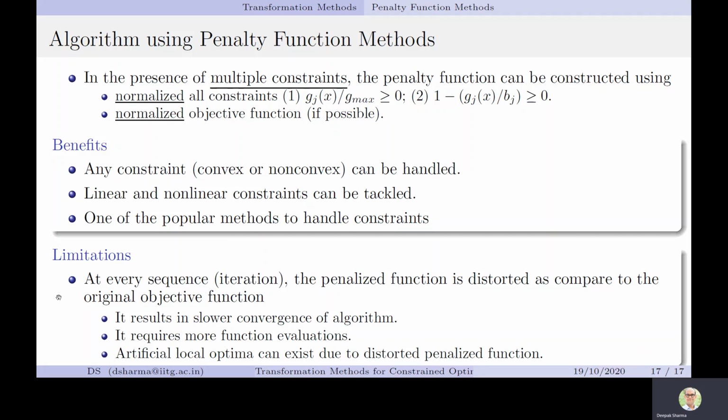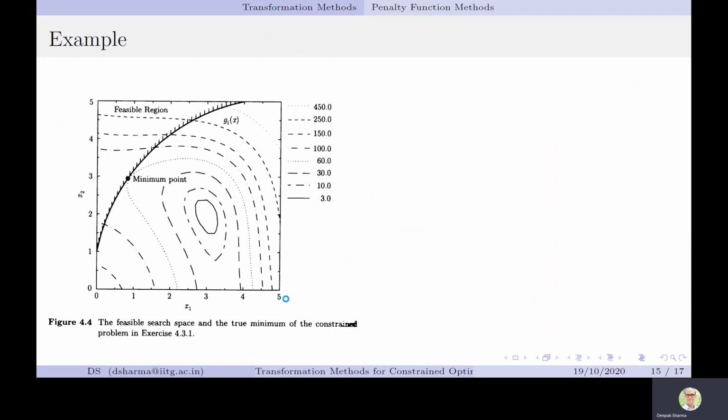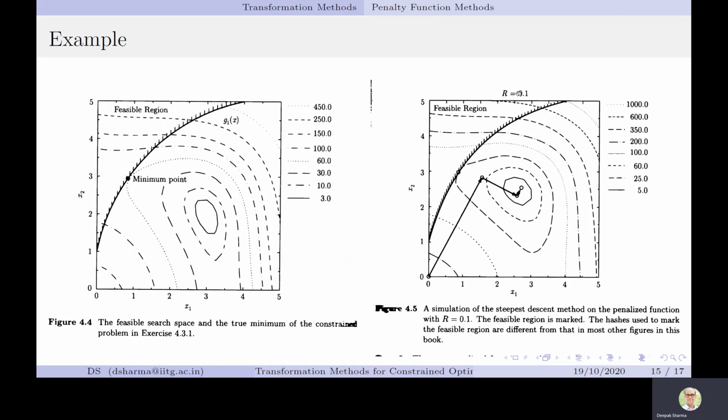What are the limitations of the penalty function method? You can see that in every sequence, the penalized function is distorted as compared to the objective function. To explain this point, I'm going to the previous slide. This is the original contours for the Himmelblau function. Now, when we are including a penalty, you can see there is a small change in the contours in the figure on the right-hand side.